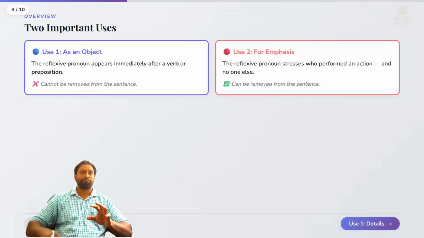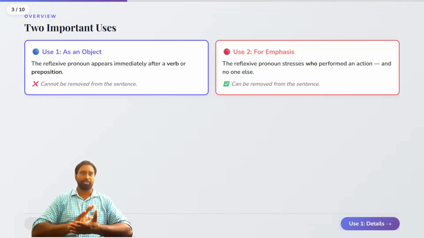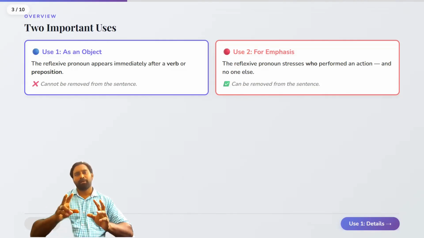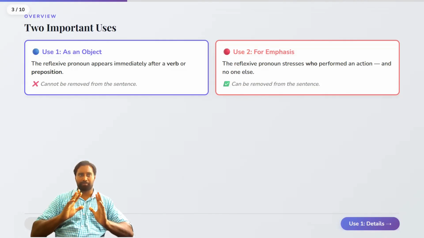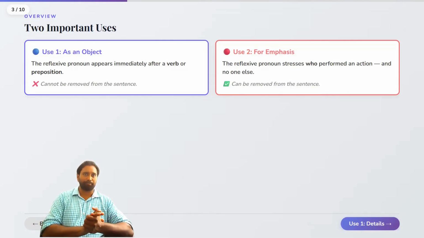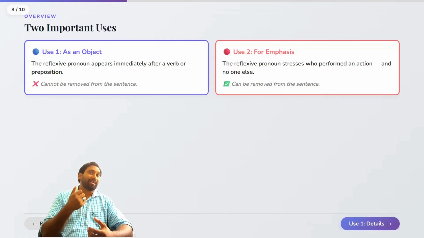This is where things will get really interesting. Reflexive pronouns are used in two different ways in English. Now, understanding these two uses is extremely important. So pay attention. If you want to take down notes, pause the video, take down notes. Right, I'll explain the first use. That is as an object.